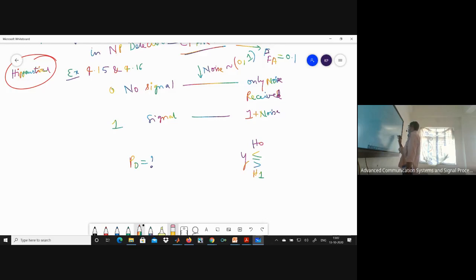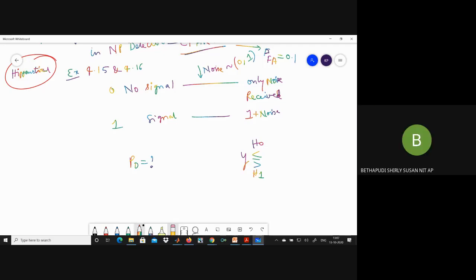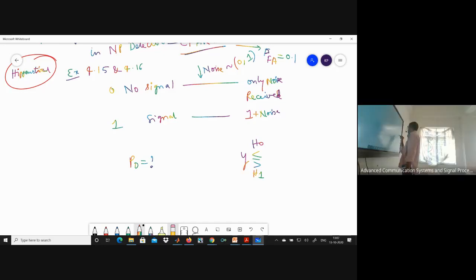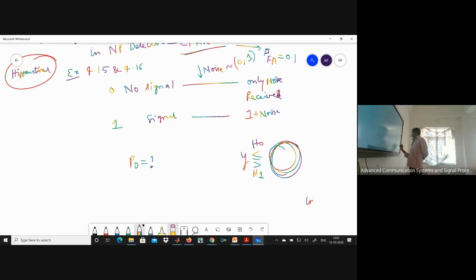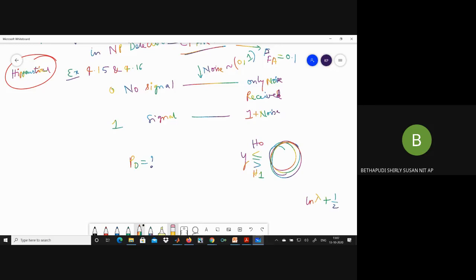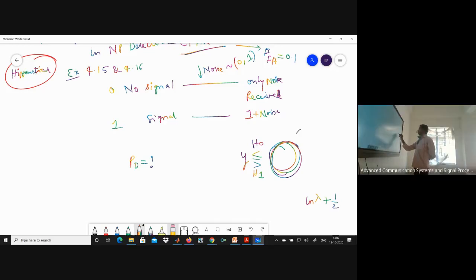And I came to know that this value is... Suresh, what is this value? The right side value? Sir, which one, sir? This one. The circle one. ln of lambda plus 1 by 2, sir. ln of lambda plus 1 by 2. What is lambda, sir? Lagrange's multiplier, sir. Now find it out and let me know what the actual value is.